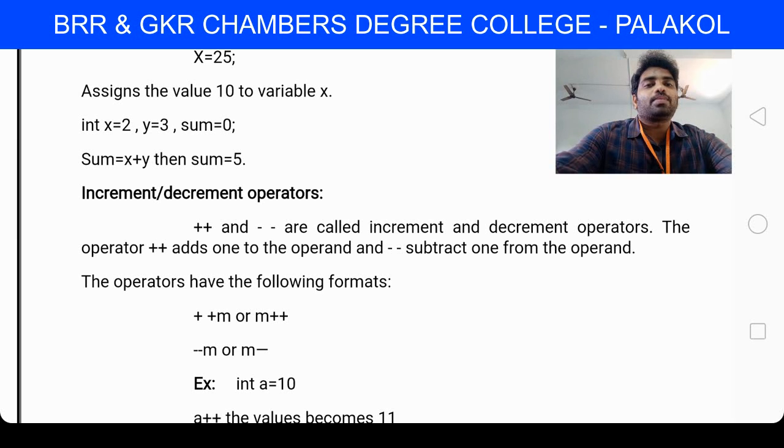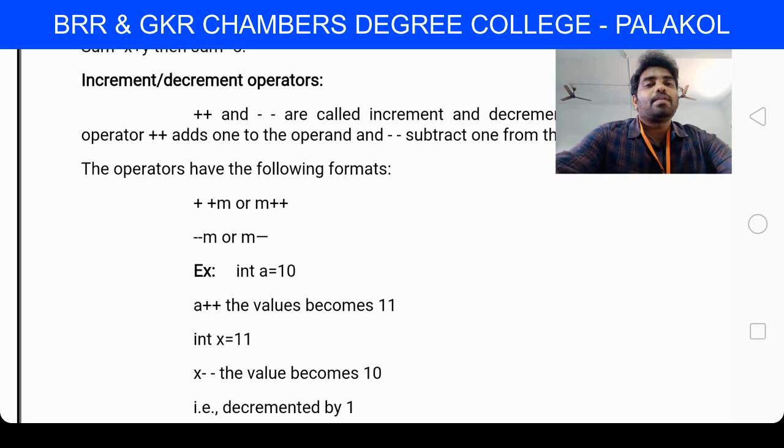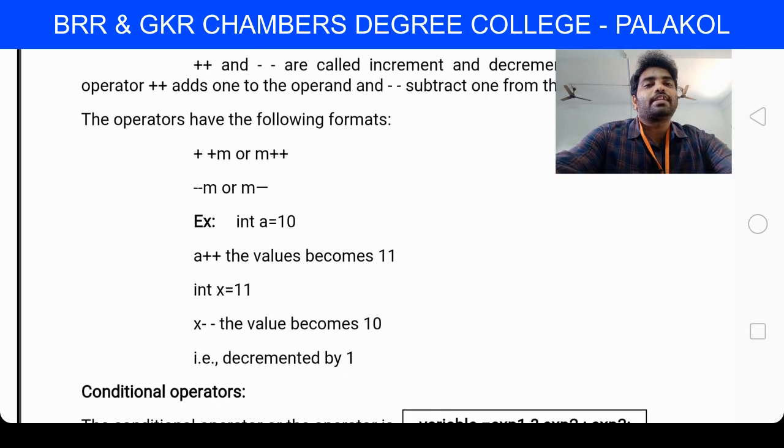Increment or decrement operator. Plus plus and minus minus are called the increment or decrement operators. Plus plus means one value is added, minus minus means one value is decreased. Okay, m plus plus means m is equal to m plus 1. M minus minus means m is equal to m minus 1. Suppose int a is equal to 10, a plus plus, the value becomes 11. Then a minus minus, the value becomes 10.